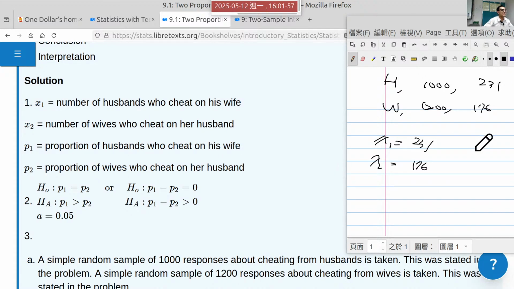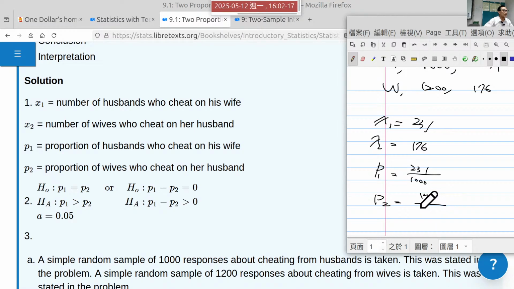What does proportion mean? P1 has 1,000 in the denominator and 231 in the numerator, and P2 is 176 over 1,200. Sure, you may say, oh, the numbers are completely different. How can you say that? They are different, but no, we need to calculate. And the alpha level is 0.05.